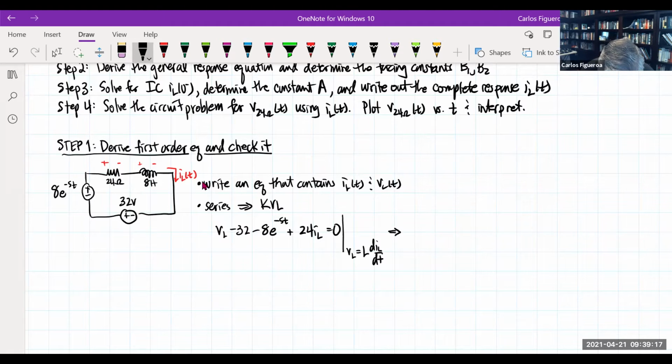I'm going to isolate di dt. Now note I have an 8 in here, so I'm going to divide everything by 8. So 32 turns into 4, 8 turns into 1, 24 turns into 3. So then I'm going to get 3IL. Then I'm going to take those to the other side. If I look at the 8, that's going to be a 1. If I look at the 32, that's going to be a 4. So I should get 4 plus e to the minus 5t. There's my first order equation right there.